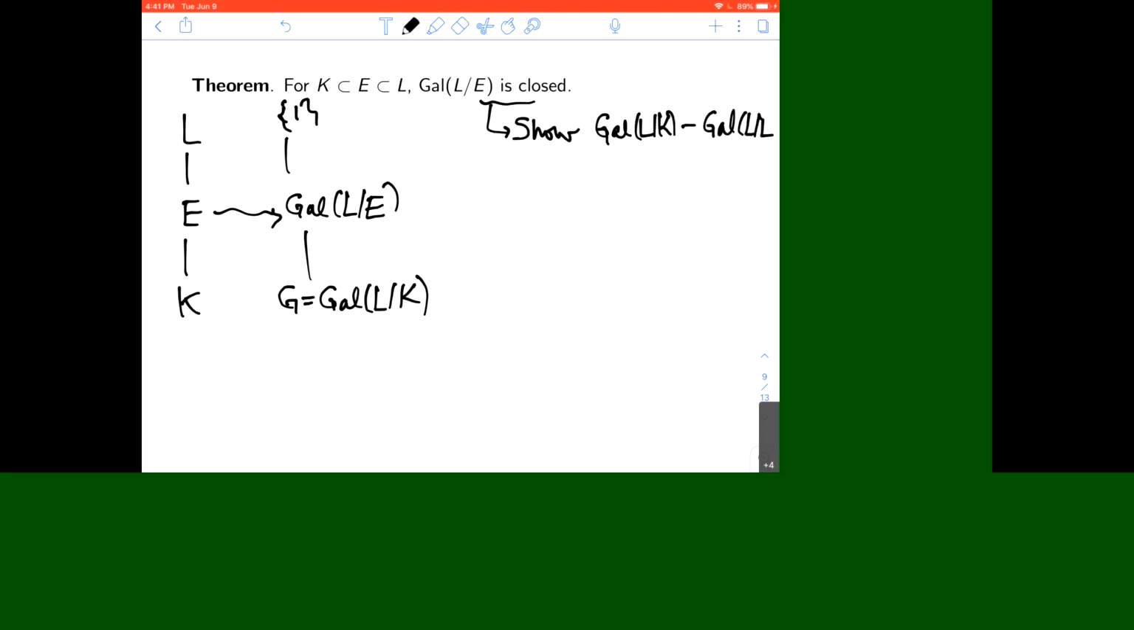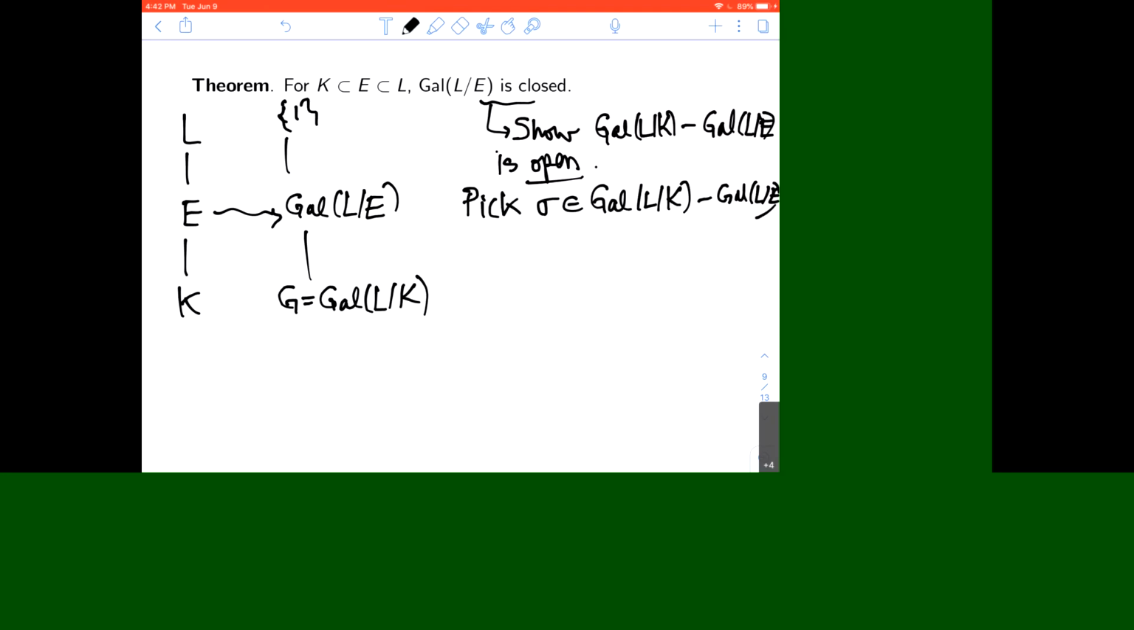The complement of any subgroup may or may not have any structure, but we're going to show it's open. How do you show something is open? Pick a point in there and find a basic open inside of it that's also in there. Done. So let's assume that E is not equal to L, so we're not talking about the empty set. If we were, it's a very easy case. We're going to pick an element sigma in the big Galois group that is not in the Galois group of L over E.